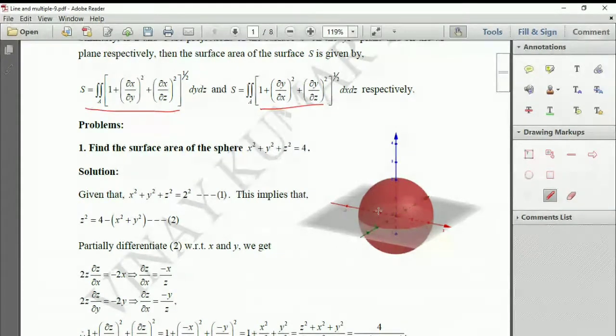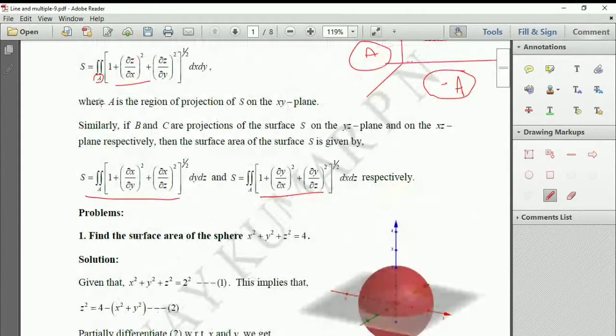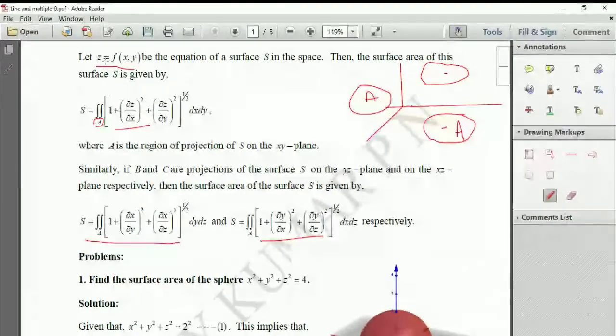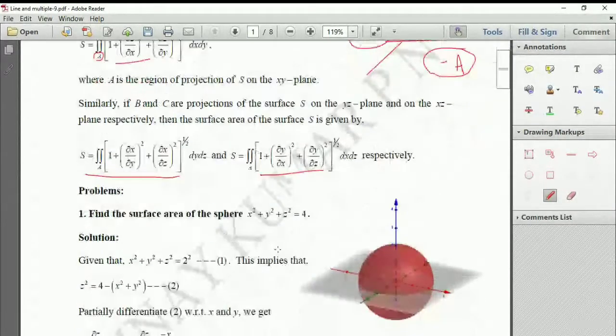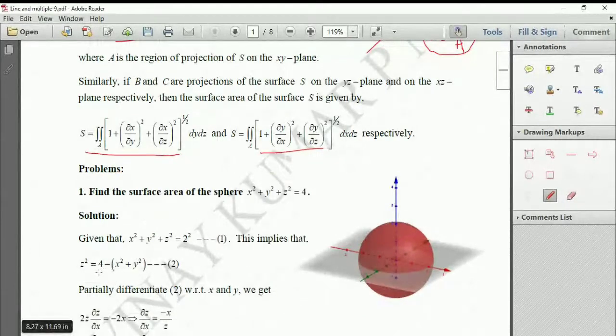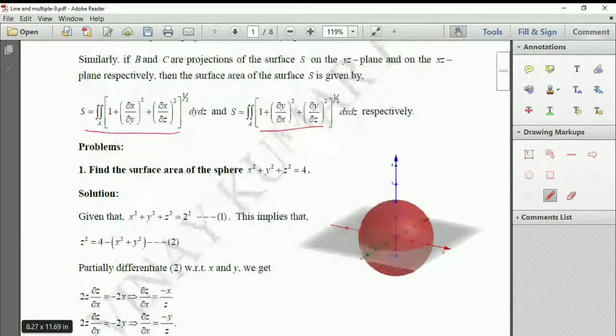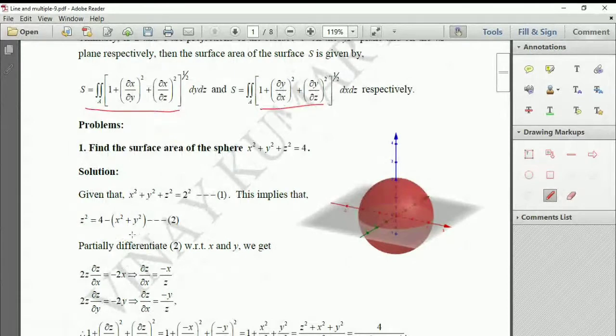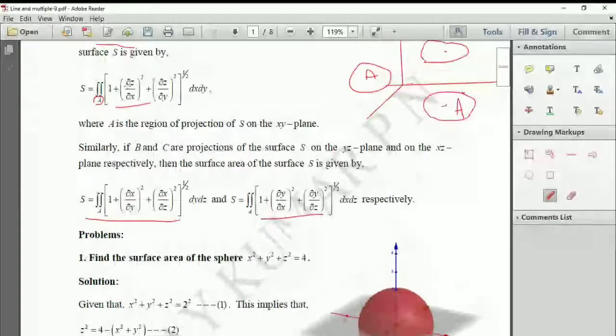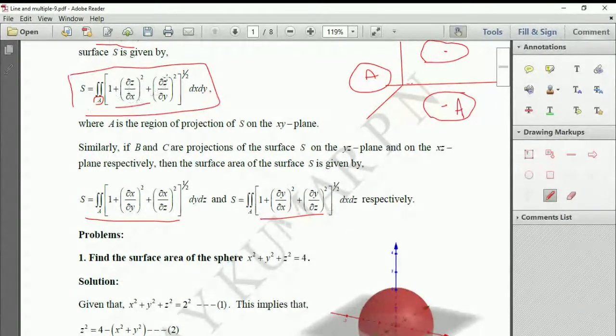Now we need z. So from this, what is your z? We have x square plus y square plus z square equal to 2 square, which implies z square equal to 4 minus of x square plus y square. We have to multiply this by a minus sign, but I have kept it as it is because in future we are going to use polar coordinates. Now let's partially differentiate, because if you want to use this formula for finding the surface area, then we need dou z by dou x and dou z by dou y. So let us find them.